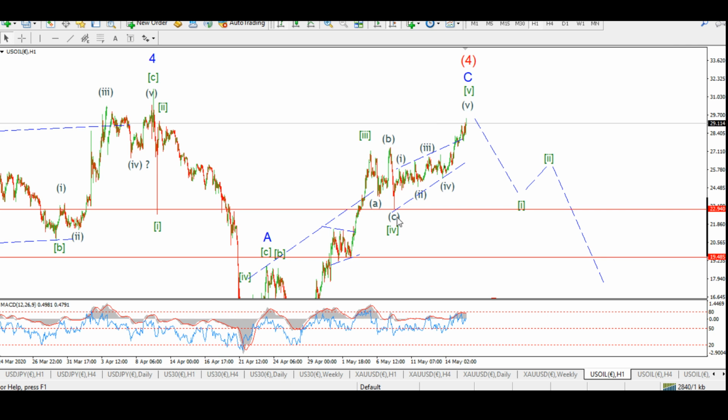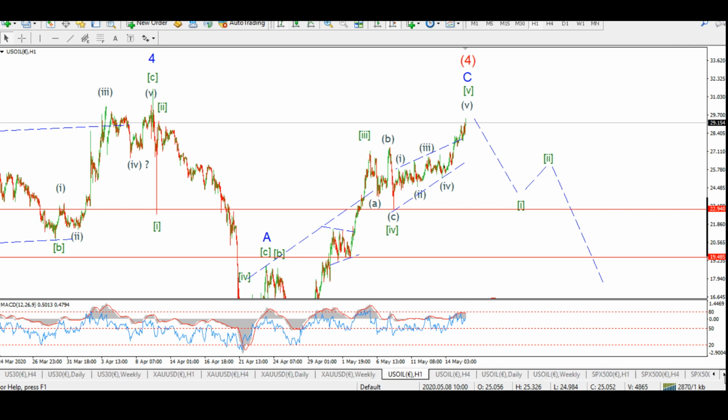I was working with this initially as the impulse wave lower, but that hasn't worked out. It seems to have been an expanded flat wave 4, and now we head higher into wave 5. However, how that wave 5 is going to trace out is still up for discussion, but I think we're topping out in wave C of 4. That'll be wave 5 of C of 4, and we should head lower down into wave 5 over the coming few weeks.